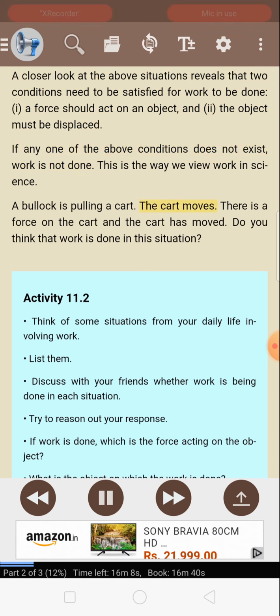A bullock is pulling a cart. The cart moves. There is a force on the cart and the cart has moved. Do you think that work is done in this situation? Activity 11.2. Think of some situations from your daily life involving work. List them. Discuss with your friends whether work is being done in each situation. Try to reason out your response. If work is done, which is the force acting on the object?